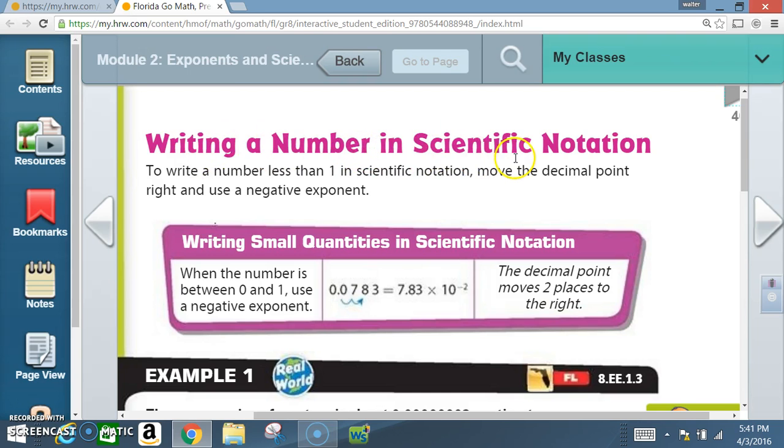Writing a number in scientific notation. To write a number less than 1 in scientific notation, move the decimal point right and use a negative exponent. For example, this number here, 0.0783, is less than 1. So you move your decimal place to the right, and then you write your exponent as being negative. So here we go, 1, 2, and remember we have to stop where the number is going to be greater than 1 but less than 10, and that'll be the case right there at 7.83. But now how many spaces did we go? We went 1, 2, so that's going to be to the negative 2.